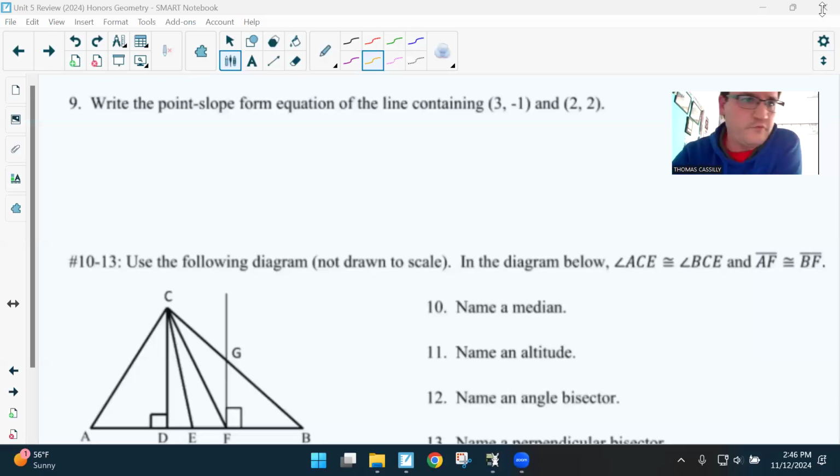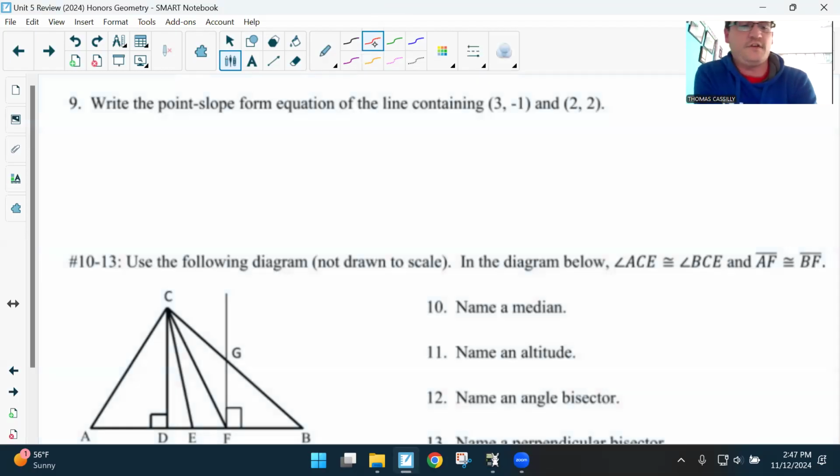All right, here we go. Moving right along. Page 2 of the Unit 5 test review. I believe this starts on question 9. If not, I'm missing something.